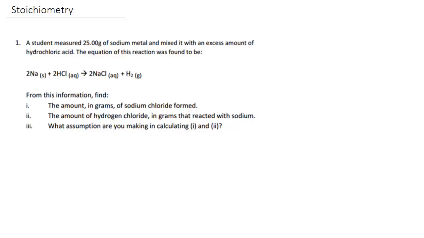This question states that a student measured 25 grams of sodium metal. So just to be clear, sodium metal is Na, and it's mixed with an excess amount of hydrochloric acid, HCl, and they've given you an equation for this reaction. From this information, we are asked to find the amount in grams of sodium chloride formed. So we're trying to find the mass of sodium chloride.